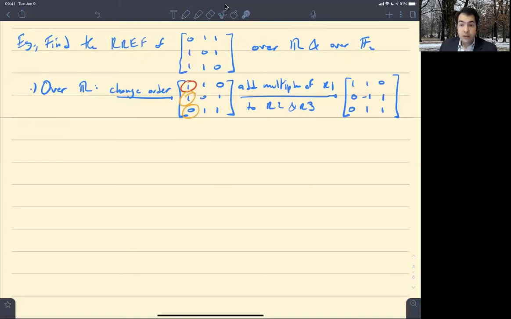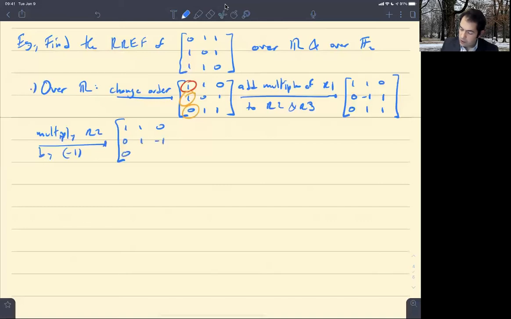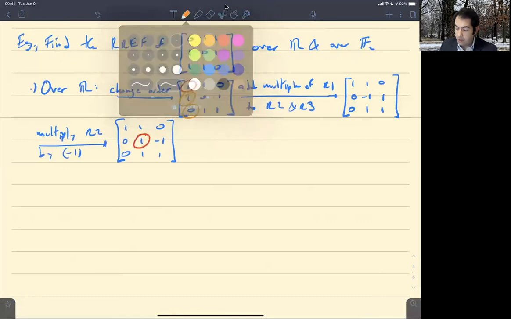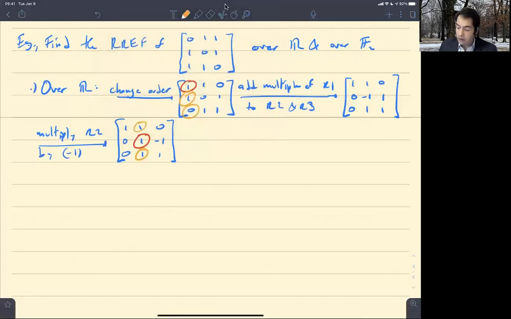Okay, so next I look at the second row. I want the first non-zero entry to be a 1. Okay, the first non-zero entry is that one, so I should multiply row 2 by -1. Okay, so nothing happens to the first row. The second row becomes 0, 1, -1, and the third row becomes 0, 1, 1. Okay, perfect. So now the first non-zero entry is a 1, and so that's my pivot. I want to use it to clean its column. So I want to make the rest of that column be zeros. So I'm going to achieve that by adding a multiple of row 2 to row 1 and row 3.